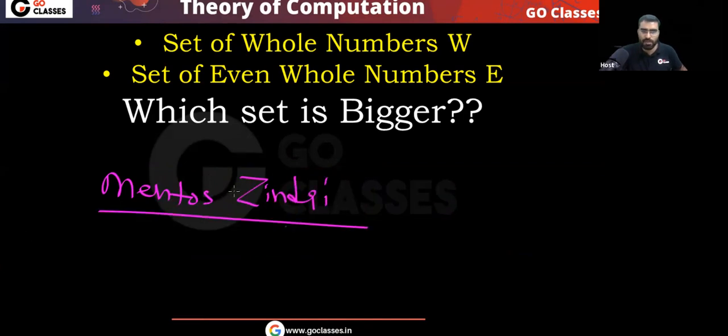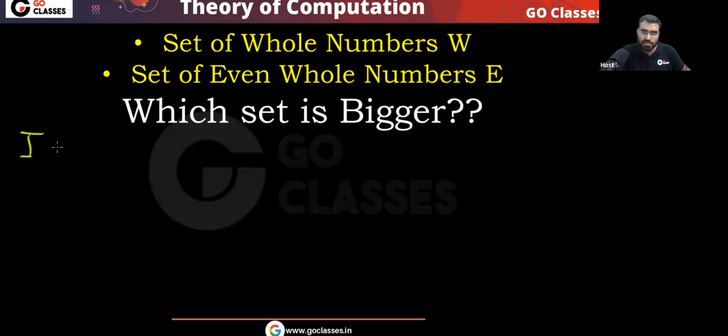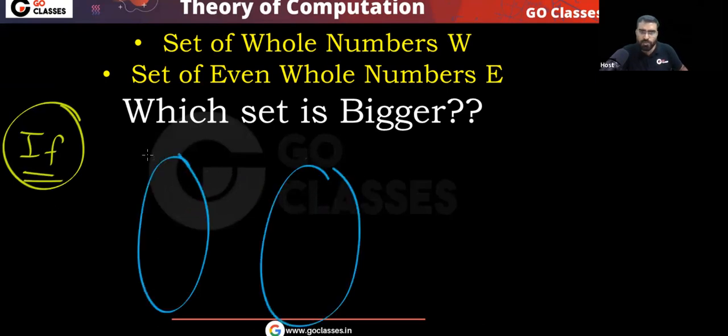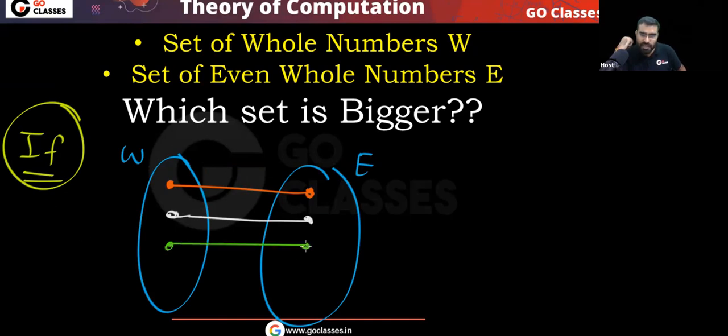I want to ask you a very simple question. If I can create a one-to-one correspondence, will you agree with me that they have the same size? Please understand what I'm asking. If I can create a one-to-one correspondence, meaning for every element here, there is a unique element here, then will you agree with me that they have the same size?